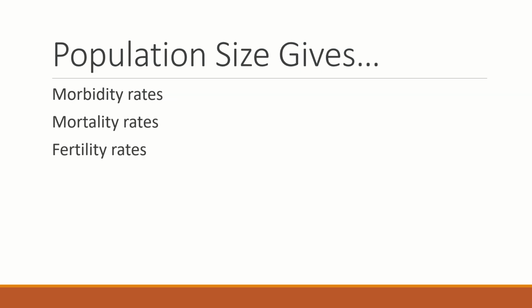Once you have the population size, you can then estimate or calculate morbidity rates, mortality rates, and fertility rates. That is, you know how the population is changing via different cohorts, different age groups, and so on, gender. From that, then you can just do simple math to figure out how many people have been born, died, what the birth rate is, and so on.